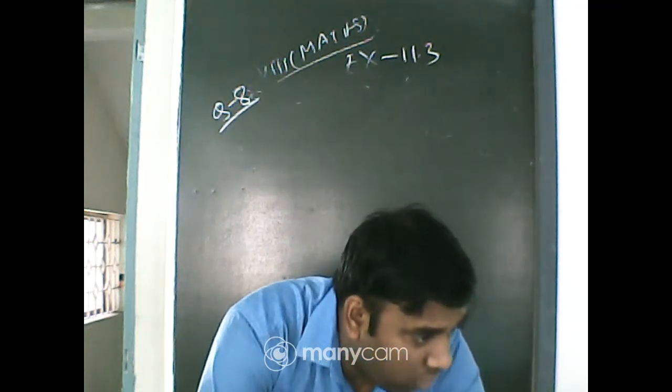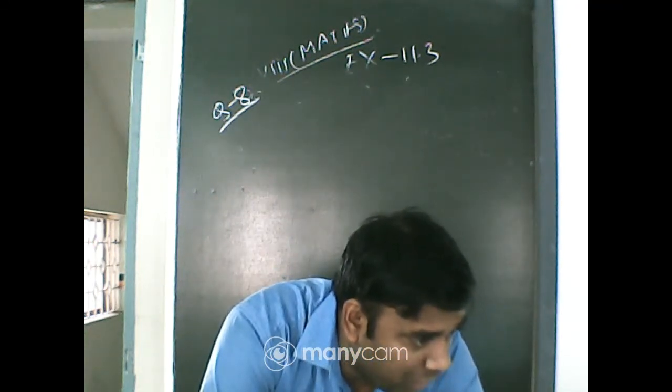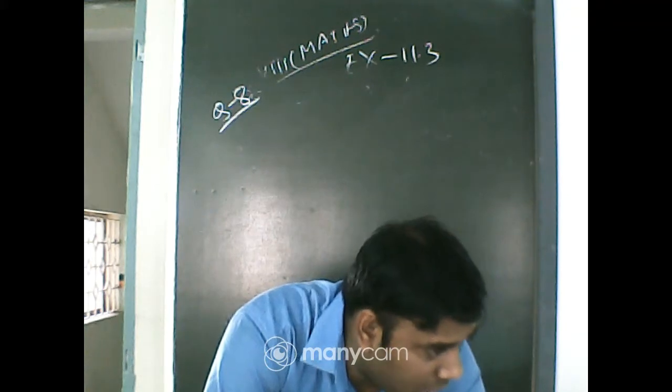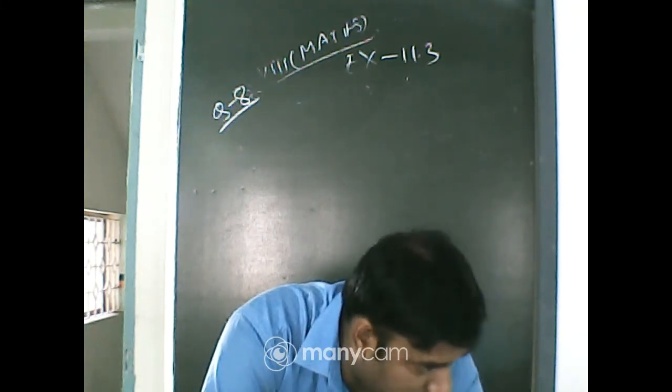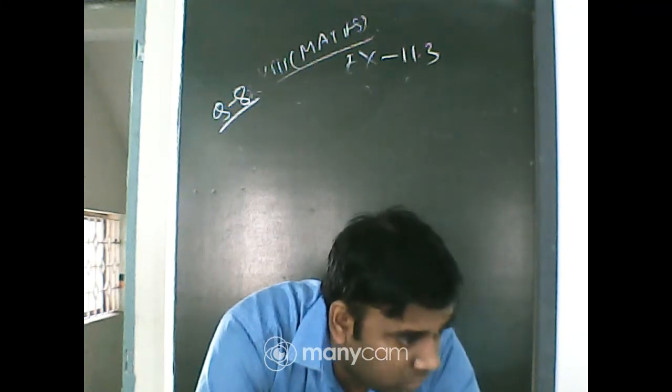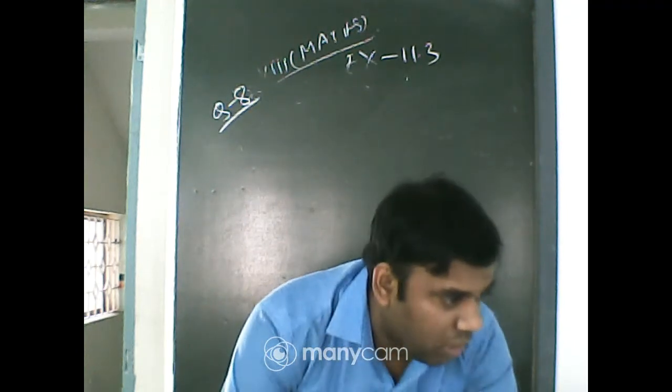Lateral surface area of a hollow cylinder is 4224 centimeter square. It is cut along the height and formed a rectangular sheet of breadth 33 centimeter. Find the perimeter. Okay, students.